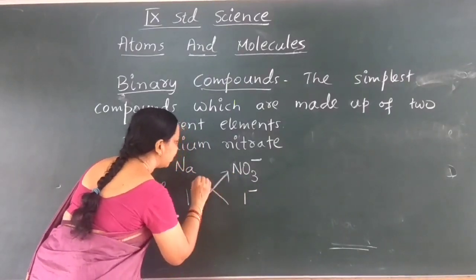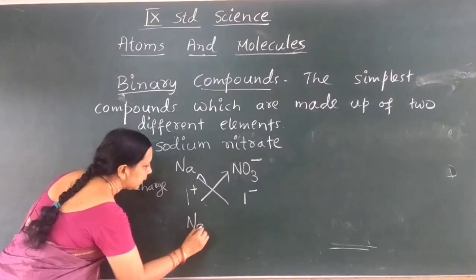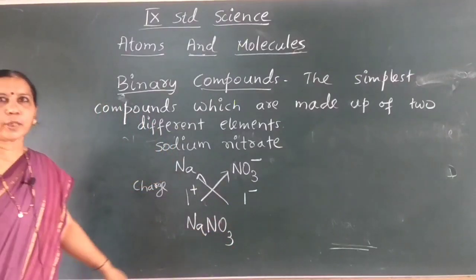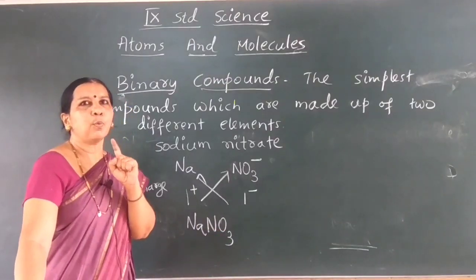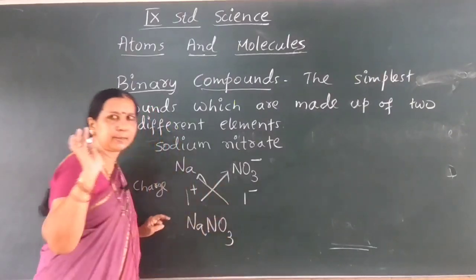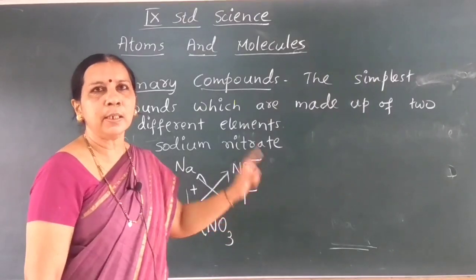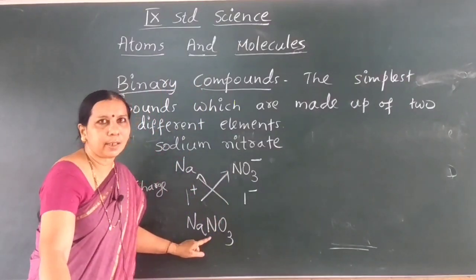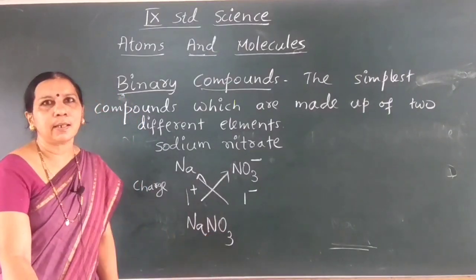Now crisscross the charges. Both have only 1 atom. So NaNO3. Look here, the third rule I told. NO3 is only 1 polyatomic ion, so we are not writing the bracket here. NaNO3. NO3 means it is nitrate ion, a polyatomic ion. Only 1 polyatomic ion is there. We are not writing the bracket here. The formula of sodium nitrate is NaNO3.